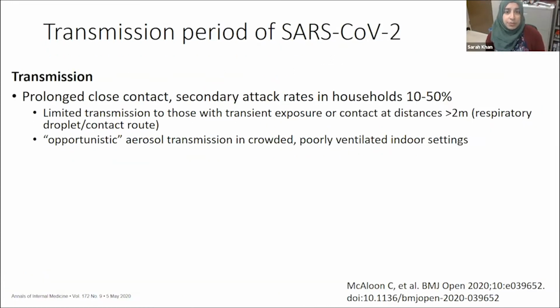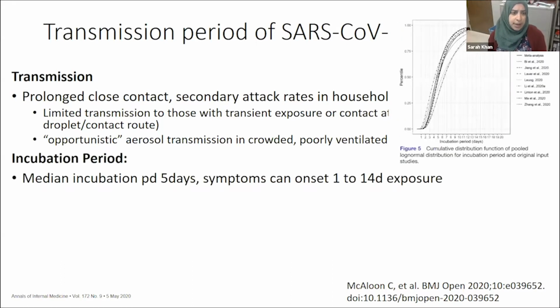So when we talk about the transmission period of SARS-CoV-2, which is really important in order to understand how we manage outbreaks, again, the bulk of transmission occurs at that prolonged close contact. So households being where you see high secondary attack rates compared to more community settings, schools, and even in hospitals. Limited transmission to those that have transient exposure or again, contact at distance. And we've talked a little bit about the opportunistic aerosol transmission in crowded or poorly ventilated indoor settings, not really what we would see in acute care facilities.